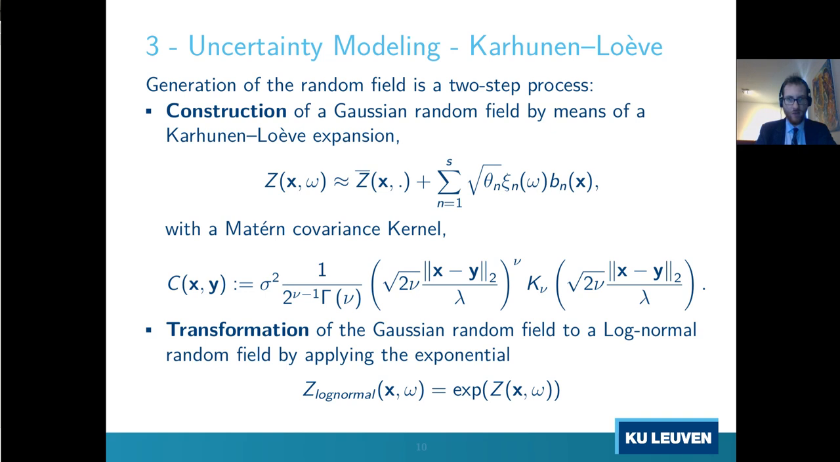The second part is to transform this Gaussian random field to a lognormal random field by applying the exponential pointwise to every point contained in the matrix Z. So this right below. We cannot use just a Gaussian random field, because it can have negative values, and you can imagine negative values for soil cohesion. It's nonsensical, non-physical.